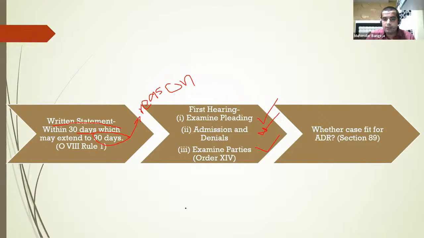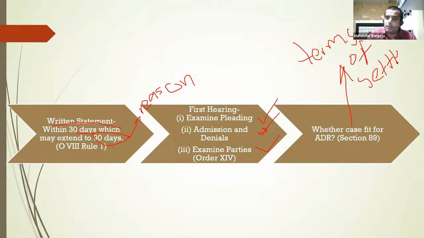On the basis of this first hearing, the court will come to a conclusion whether there are any terms of settlement in this case. If there are terms of settlement, then the court may refer it to ADR, alternate dispute resolution. So ADR has 4 methods mentioned in the CPC. One is arbitration, second is conciliation, third is judicial settlement, and fourth is mediation, which is done by Lok Adalats.